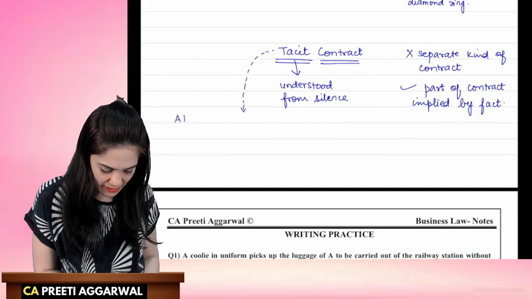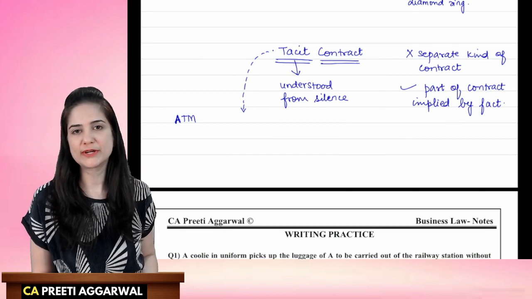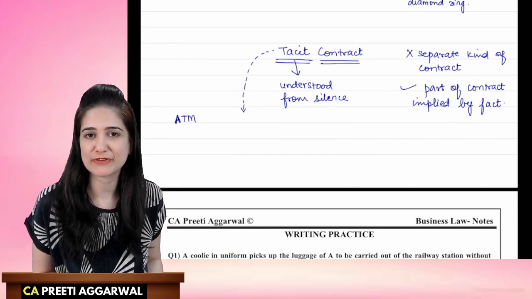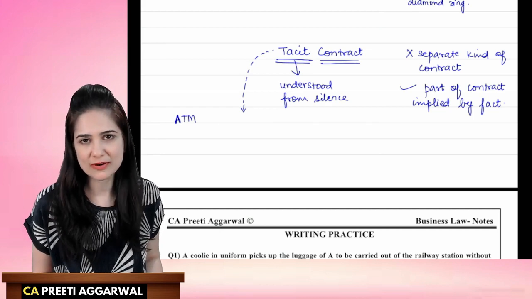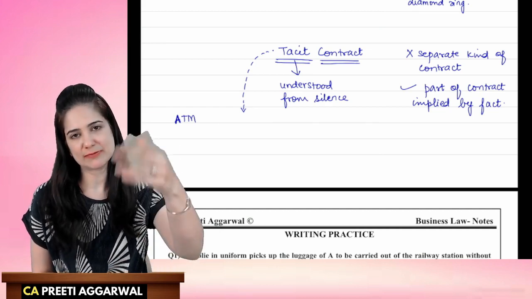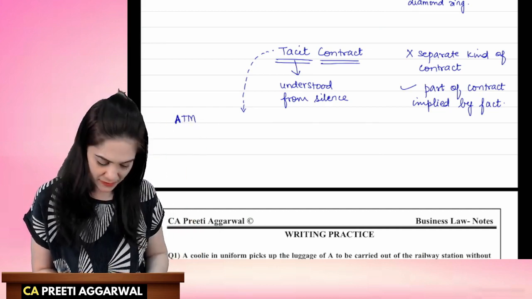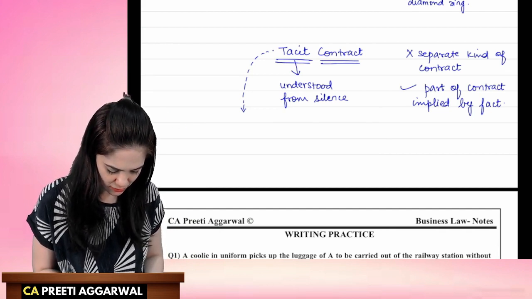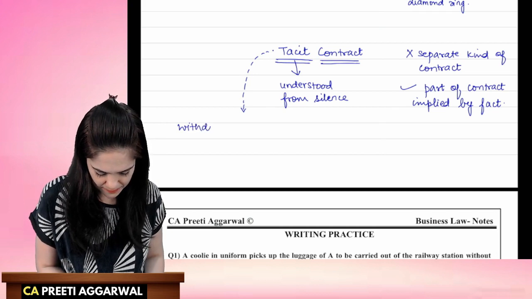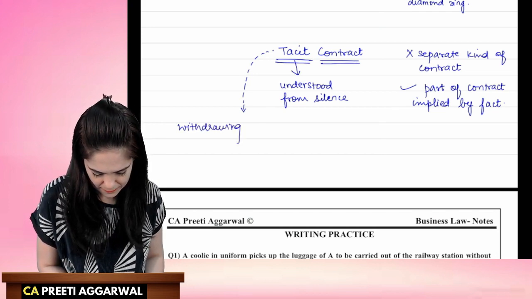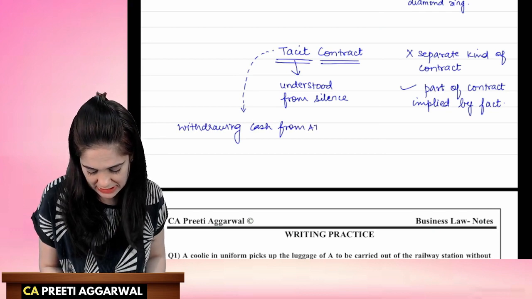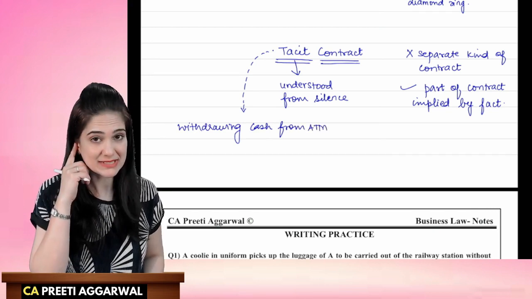Withdrawing cash from ATM. Have you ever withdrawn cash from ATM? Do you go and talk to the ATM machine? How much cash will you give? Whether you will give me a 100 rupee note or a 500 rupee note? We don't talk, no? We just insert the card. If there is money in our account, we will get the payment. So withdrawing cash from ATM is a tacit contract.